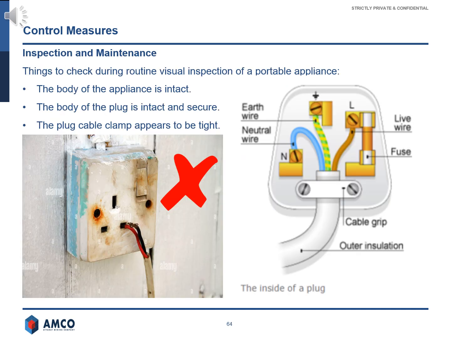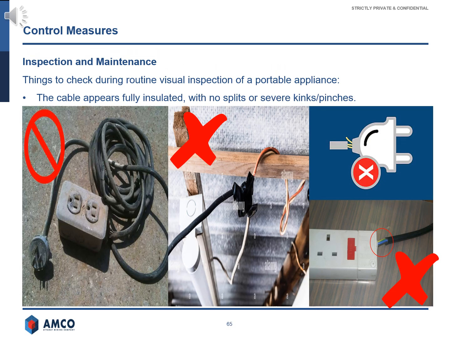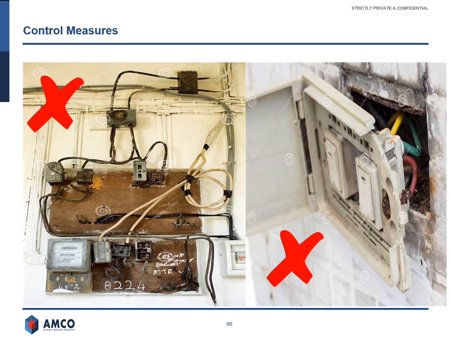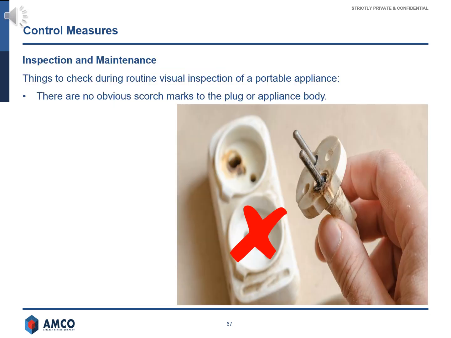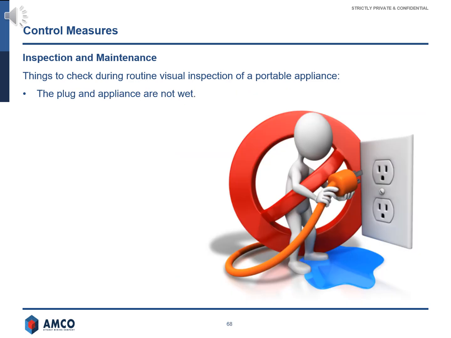Things to check during routine visual inspection of a portable appliance. The body of the appliance is intact. The body of the plug is intact and secure. The plug cable clamp appears to be tight. The cable appears fully insulated, with no splits or severe kinks or pinches. There are no obvious scorch marks on the plug or appliance body. The plug and appliance are not wet.